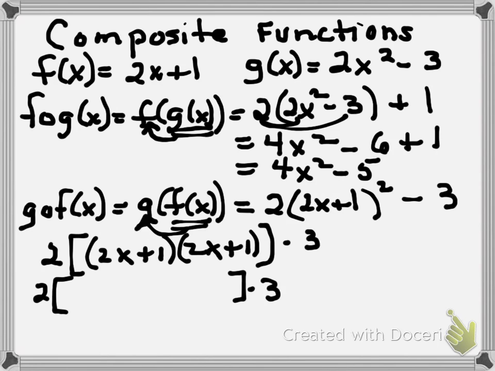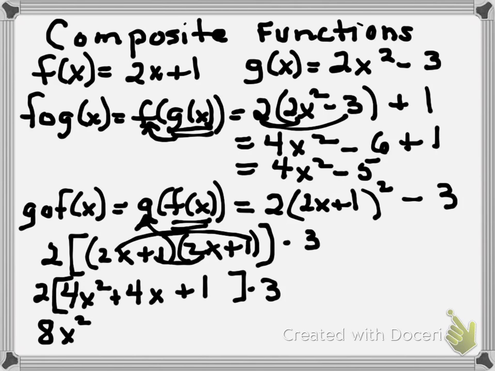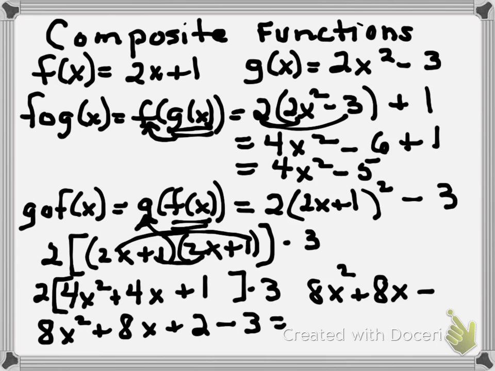Inside the bracket, I have 2x times 2x is 4x squared. The outside is a positive 2x, and the inside is positive 2x. And 2x is 4x. And the last terms of each, 1 times 1 is 1. Multiplying through by 2, I'm getting 8x squared plus 8x plus 2 minus 3. So it's 8x squared plus 8x minus 1.